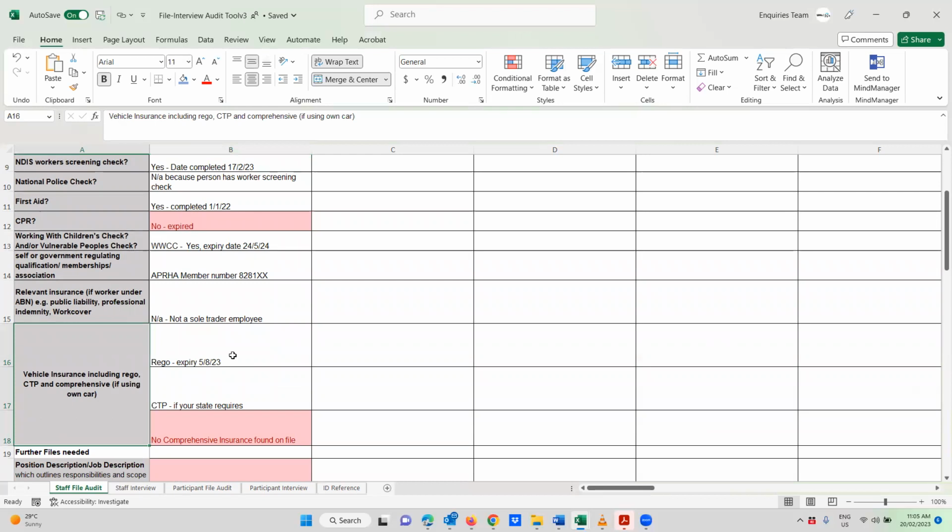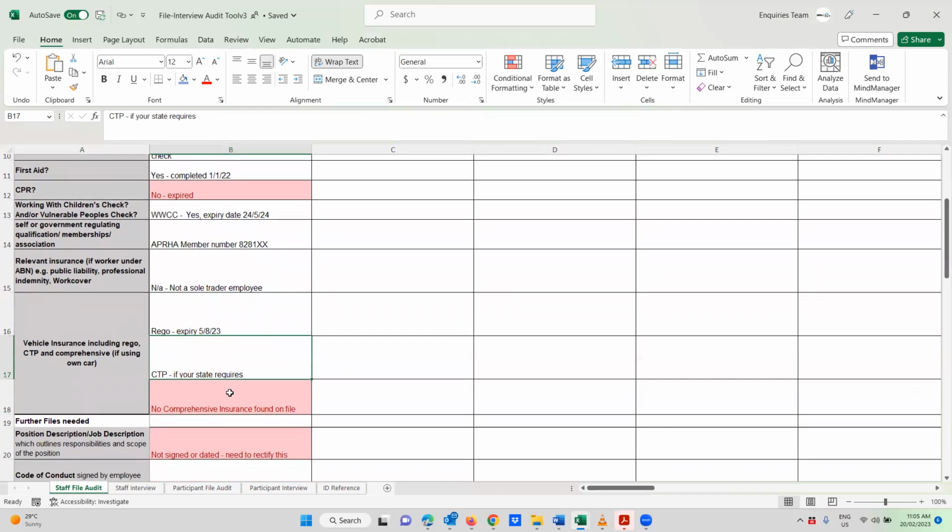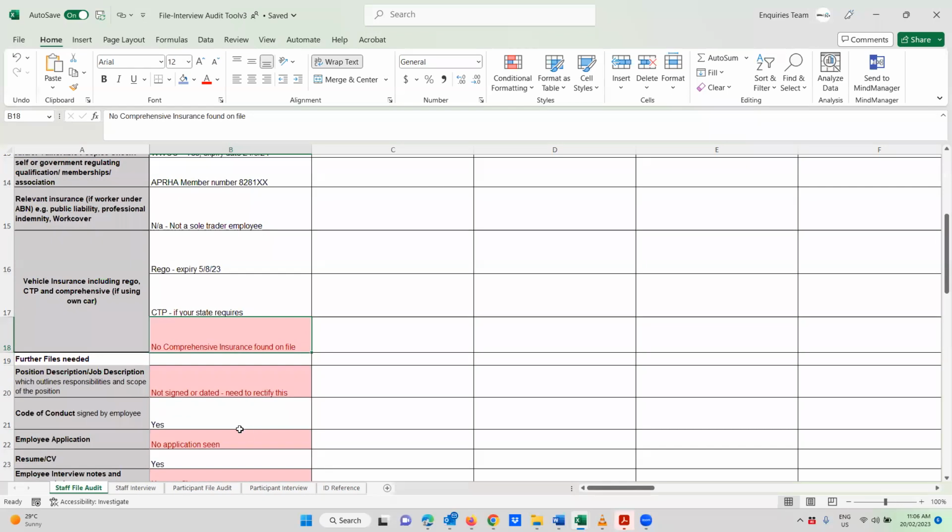Vehicles. We want to see a copy of the Rego certificate, a copy of the compulsory third party if you're in the state that uses that system. And we want to see their vehicle has insurance. And as you can see here, we've said no comprehensive insurance found. As soon as you say no, it goes red. That flags for you a non-conformity. It makes it easier for you to come back and know what to fix.